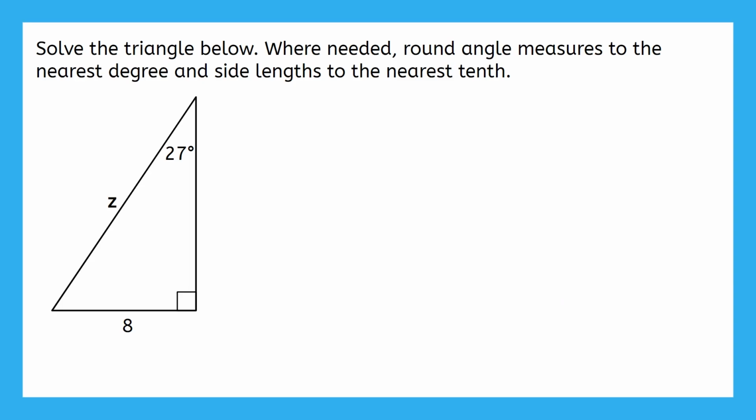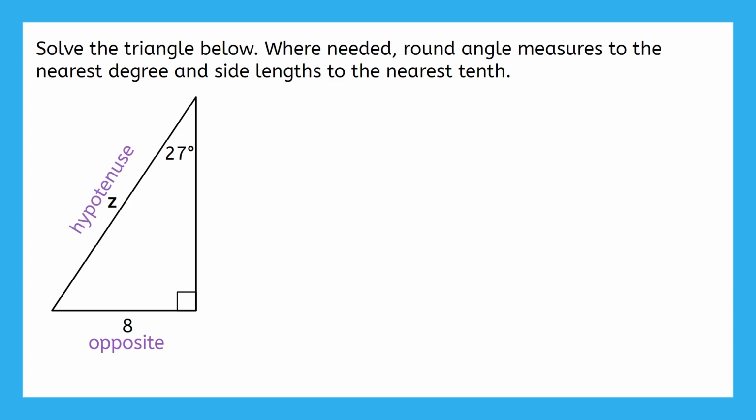To solve for z, we're again going to use that 27-degree angle and our known side length of 8. This is going to look very similar to the work that we did to solve for y. The only difference is which sides of the triangle that we're using. 8 is still the opposite side from the 27-degree angle, but this time z is the hypotenuse.